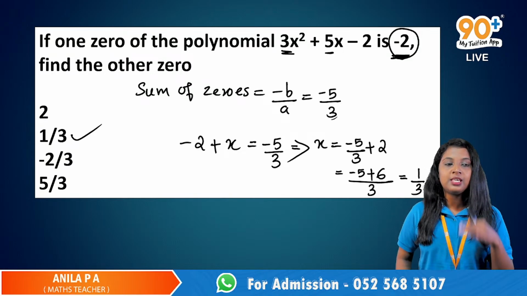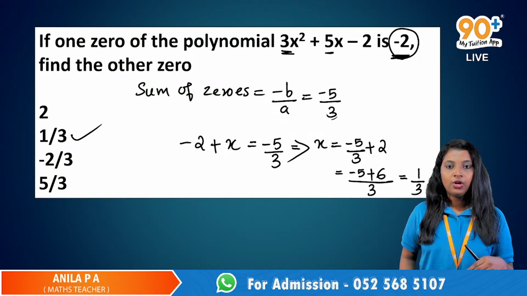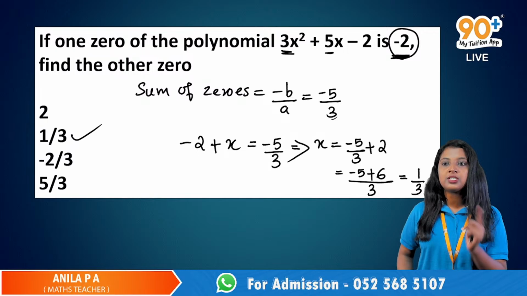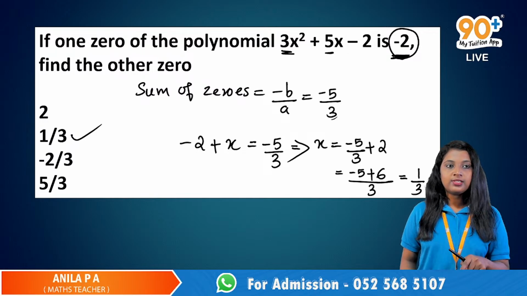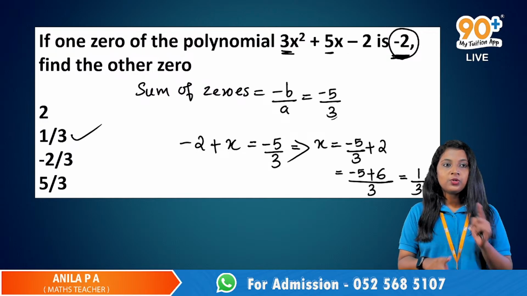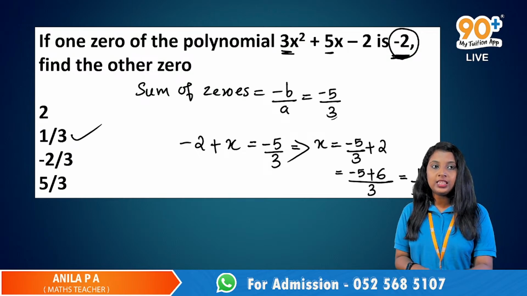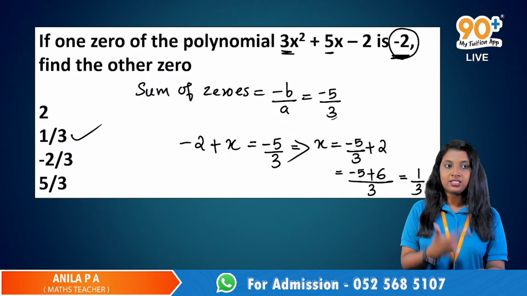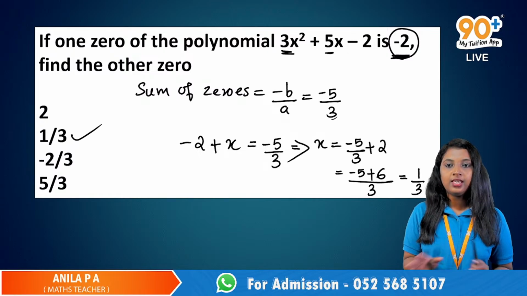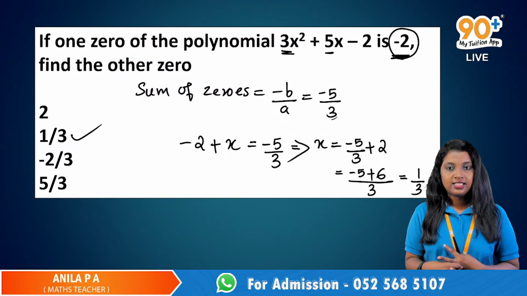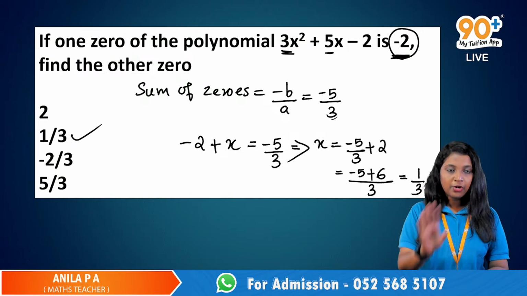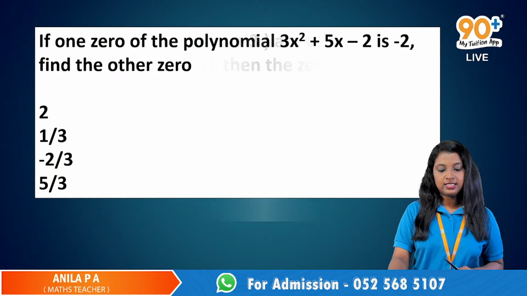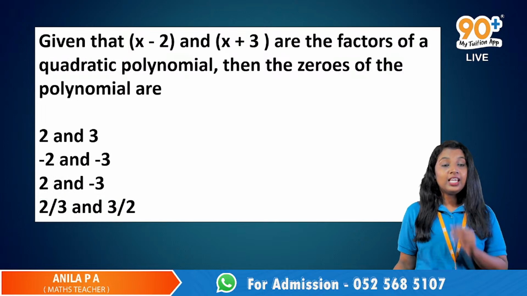Product of zeros is c by a. You can use that one also. Product of zeros is c by a, which means negative 2 by 3, and one number is given as negative 2. So which is the next number? It will be 1 by 3. Yes, so you can use this one, product of zeros or sum of zeros. That's it.